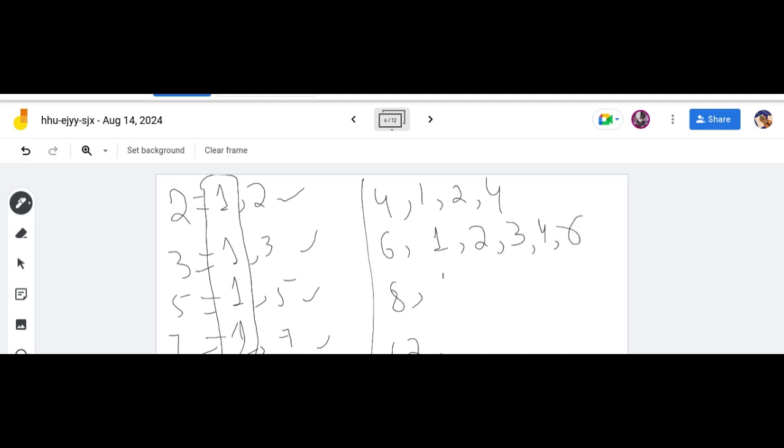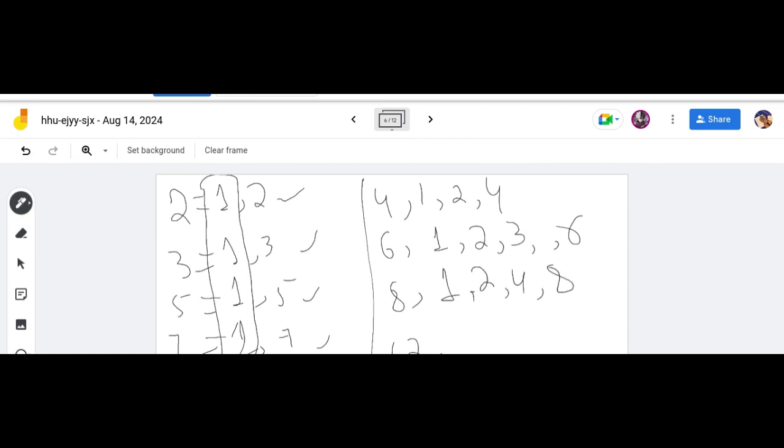What are the factors of 8? 4 is not there on this side. 1, 2, 3. Okay, sorry, not 4. Yes, what are the factors of 8? 1, 2, 4, then 8. 1, 2, 4 and 8.